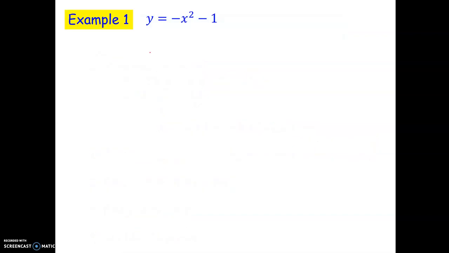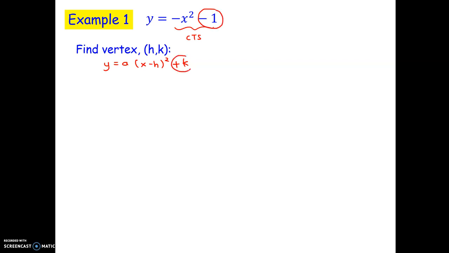The first one, we have y equal to negative x squared minus 1. Firstly, let us find the vertex. Since this one is already in completed square form, let me compare with y equal to a(x minus h) squared plus k. So we can easily compare. This is negative 1 and this is k. I simply have x squared here. This is (x minus h) squared. So this is a. So a is equal to negative 1.